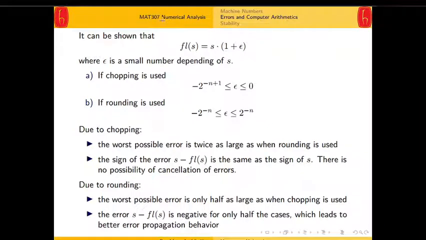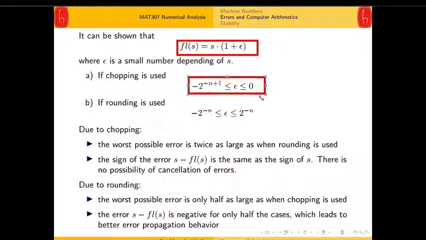Okay, it can be shown that the floating point representation of s is equal to s times 1 plus epsilon. So there will be a small number s, and s will be represented this way. If chopping is used, then this epsilon, the error, will be between negative 2 to the negative n plus 1 and 0. So this is a bound for the error. And if rounding is used, we have a bound for the error like that.